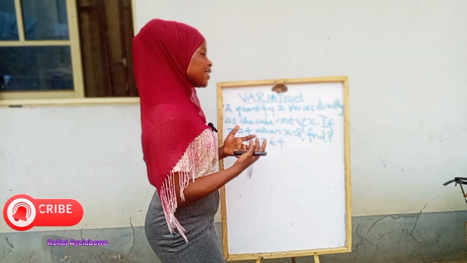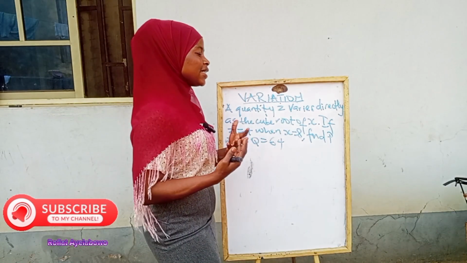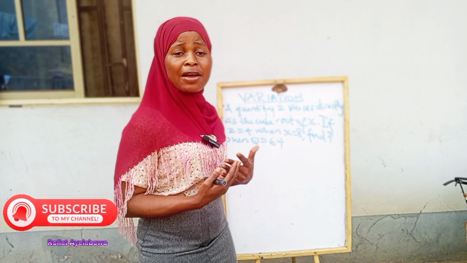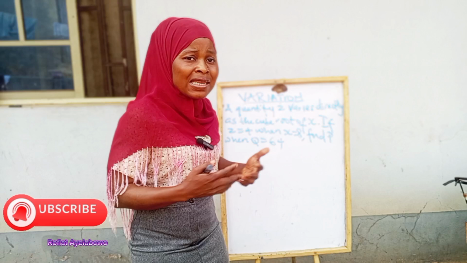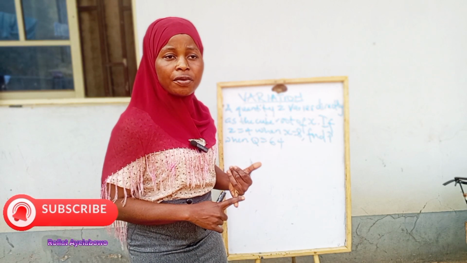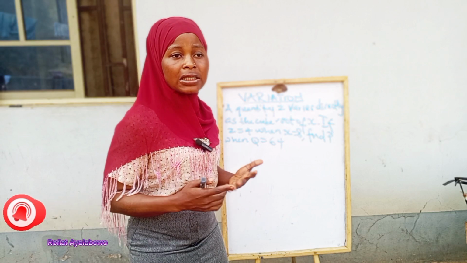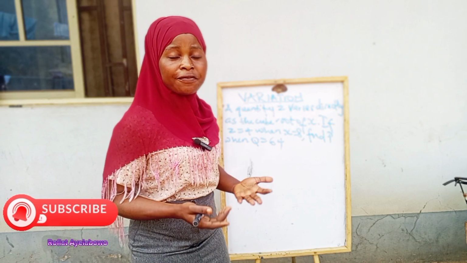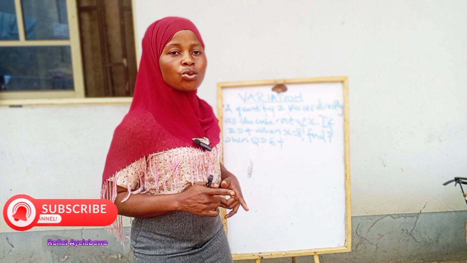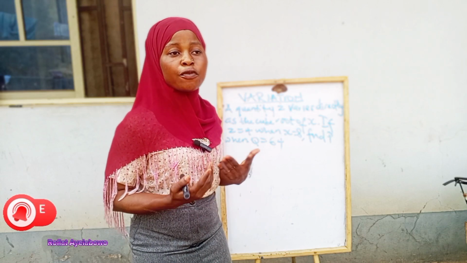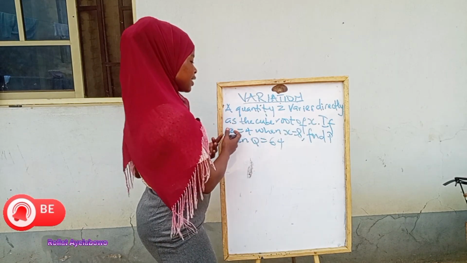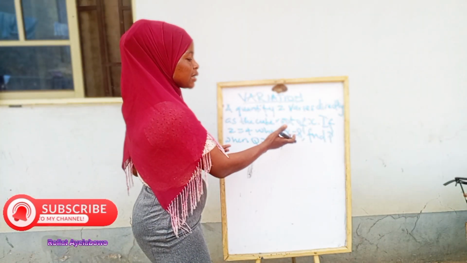A quantity z varies directly as the cube root of x. And mind you, variables can vary directly as any variable. It varies directly as the square of one variable, it varies directly as the square root of the other variable, it varies directly as the cube of the other variable. You have to take note of what the question says before you can interpret it. If z is equal to 4 when x is equal to 8.